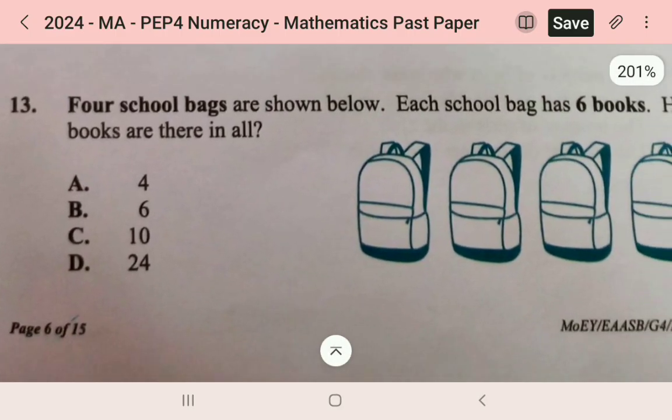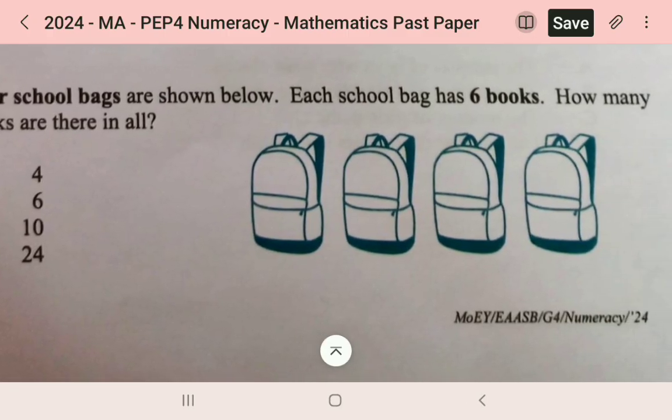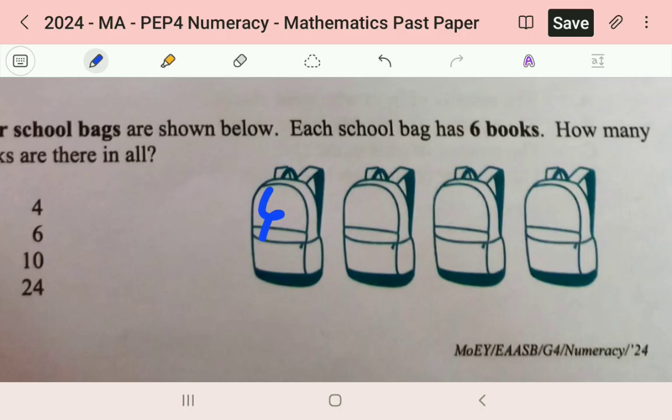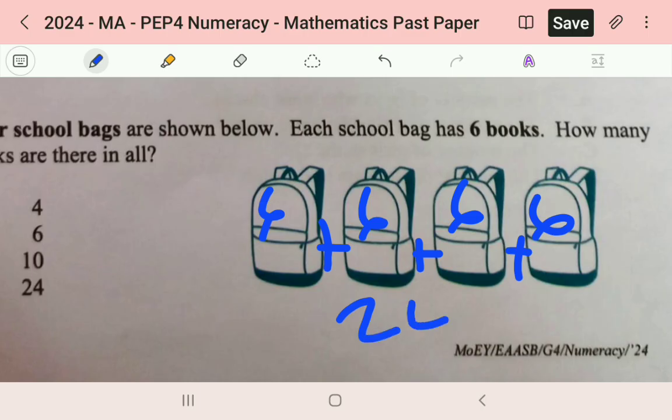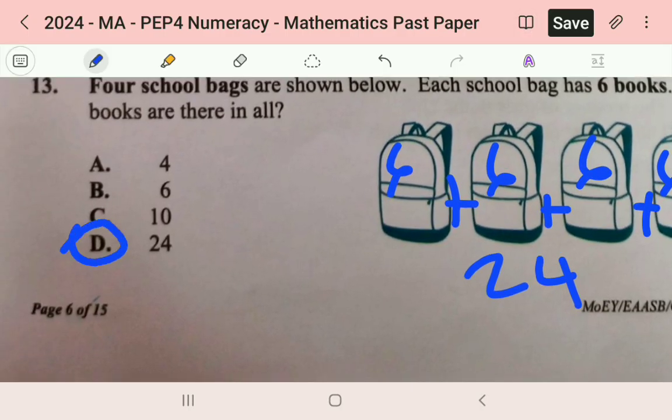Number 13. 4 school bags are shown below. Each school bag has 6 books. So 6 for you, 6, 6. What's your pen there? I'm not writing. Oh, hold on. I gotta undo all of that. It was writing but not showing. And 6. So if we're gonna add them up, don't know what they want. So we have 4 6s equal 24. For you, you might need to set them out and add them up. Each bag has 6 books. How many books are there in all? We've done that. It's 24, and that's D.